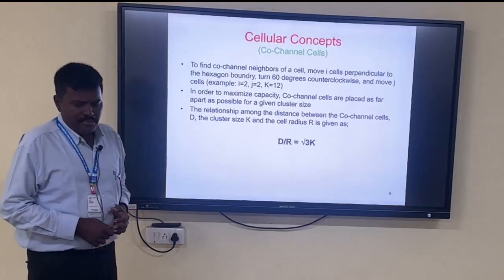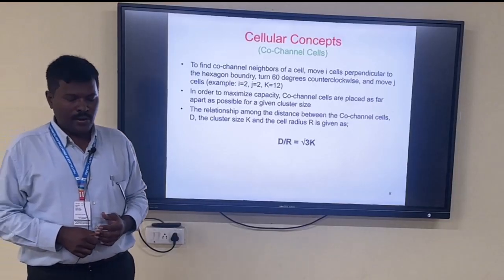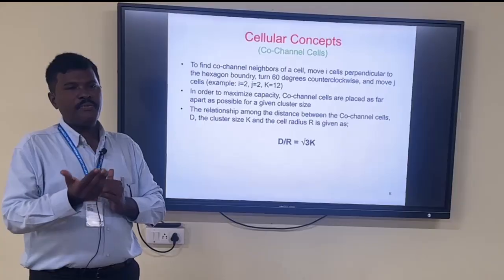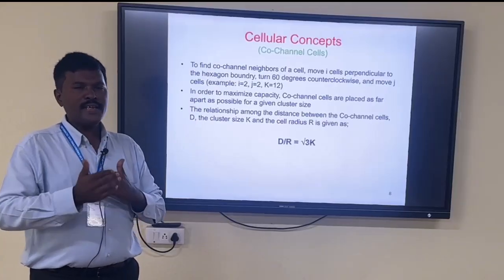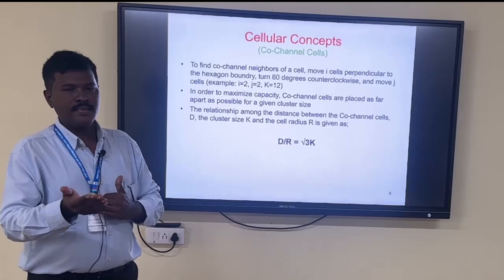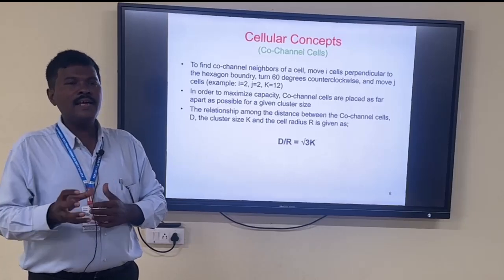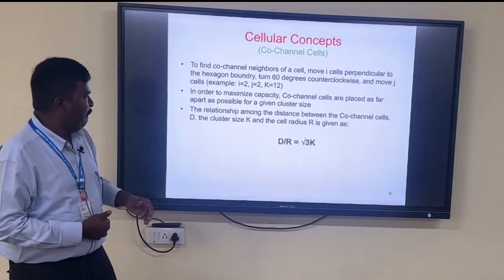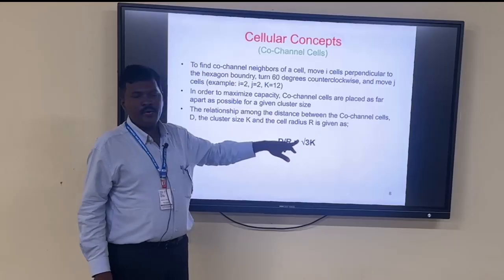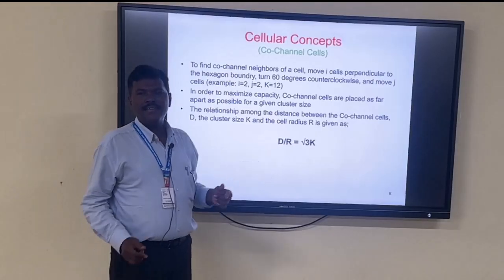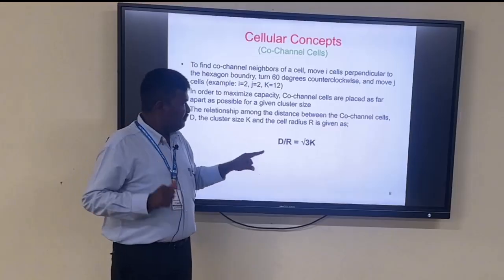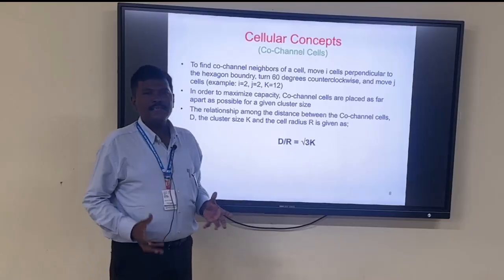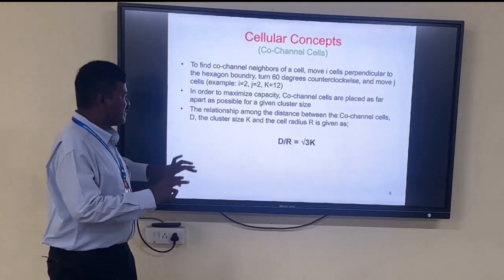And here we have three important parameters available. There is a relationship between these three parameters. One is the distance between the co-channel cells, then the cluster size, and the radius of the cell. These three parameters have their own relationship: D by R is equal to square root of 3 into K. This D is the distance between the co-channel cells, R is the radius of the cell, and K is the size of the cluster. So this is the basic relationship.